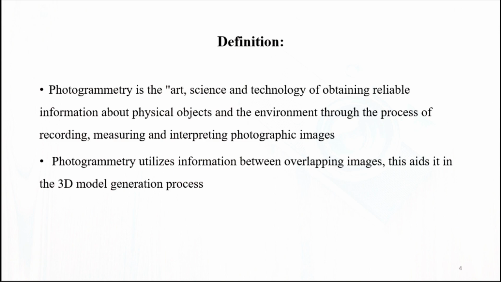Photogrammetry is the art, science, and technology of obtaining reliable information about physical objects and their environment through the process of recording, measuring, and interpreting photographic images. Photogrammetry utilizes information between overlapping images. This aids in the 3D model generation process. So when doing photogrammetry and you are taking photographs, you have to make sure that the images do overlap. It is these overlapping images, or the portion of overlap, that is going to help in the 3D geometry creation process that would build up our 3D models.